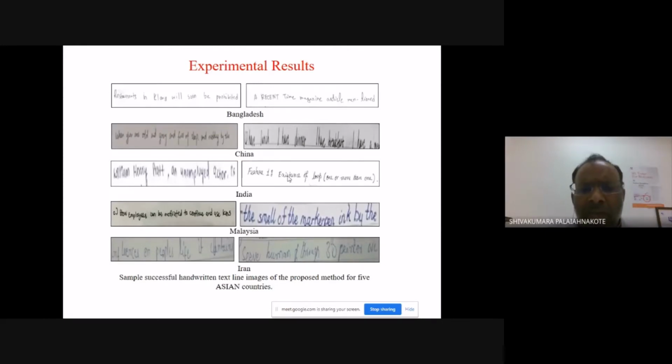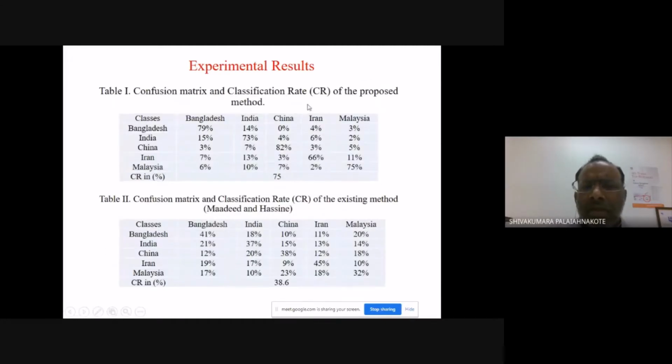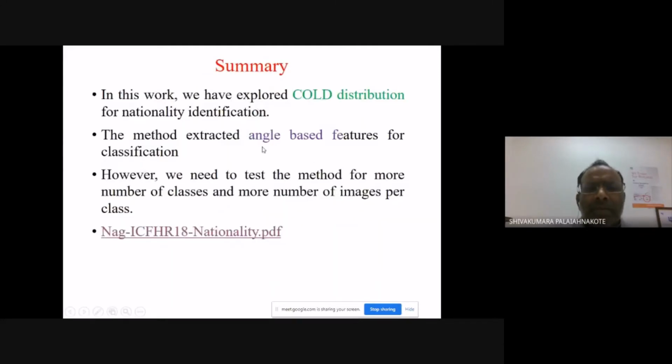Anyway, I don't want to spend time explaining the experimental results. These are the sample results, and this is the classification rate of the proposed method of classification. Okay, this is an existing method. The existing method does not work. I don't know what this method is. Okay, now that's all.